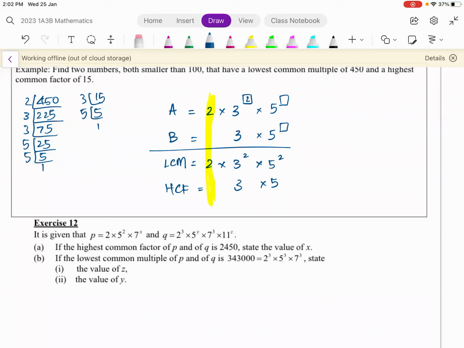Now, do you agree that the 3's are all correct? Yeah, it's fully satisfied already. Okay, so let me tidy up my work. This is a 3 square. Okay, very happy with this. And now I move on to the 5's. The LCM says 5 squared.